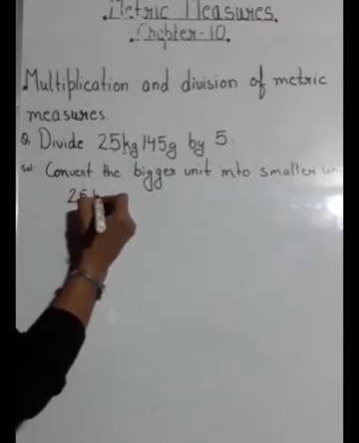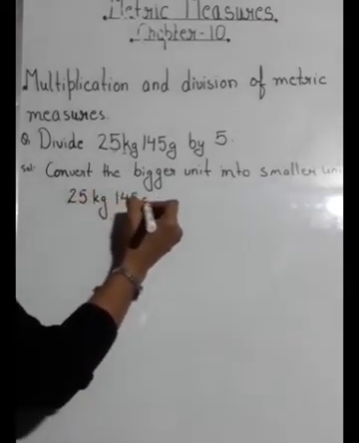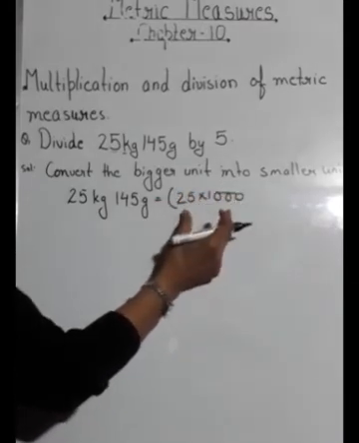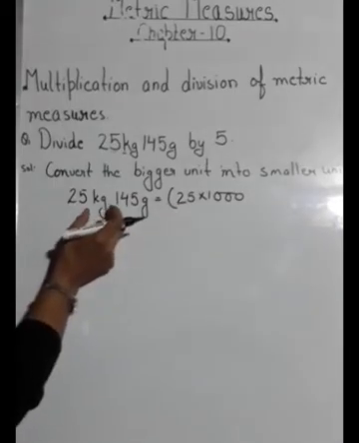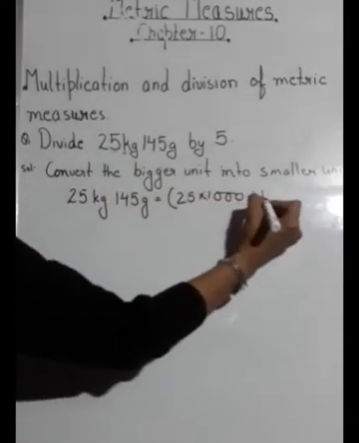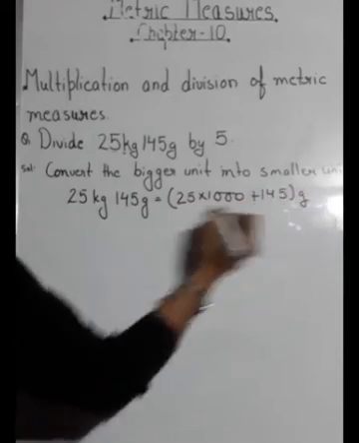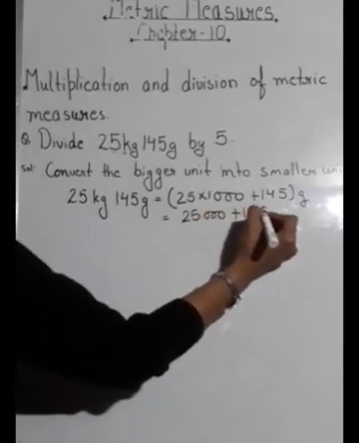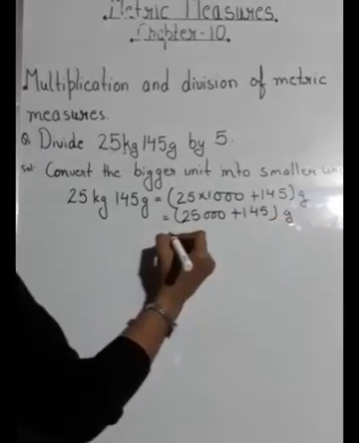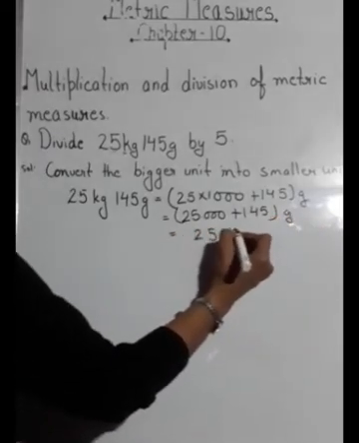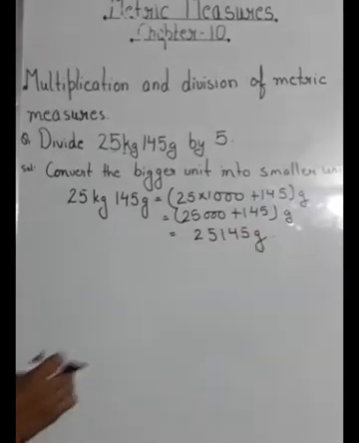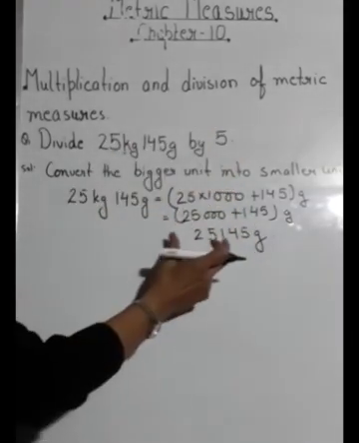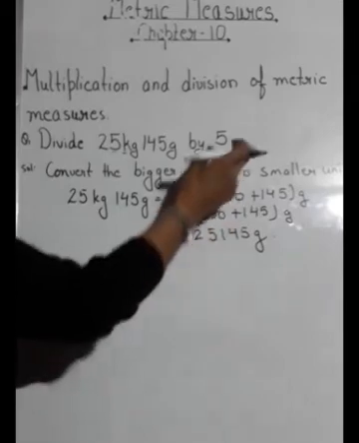We will write 25 kg 145 gram is equal to, bracket open, 25 into 1000, this we have learned in our previous videos, how we have to convert a bigger unit into a smaller one, plus 145, bracket close, gram. Okay, so you will get 25000 plus 145, bracket close. This will be your gram. Now add these two, you will get 25145 gram. Clear? Now I have converted these into gram. Now divide this by 5. Okay, first you have to do the conversion and after converting it you have to divide it by 5.